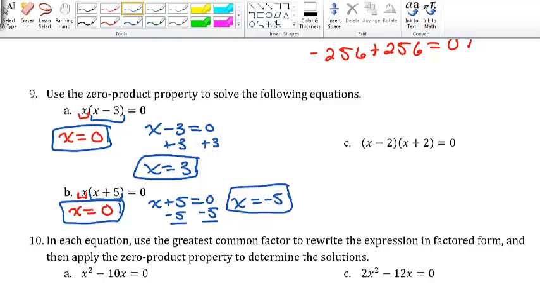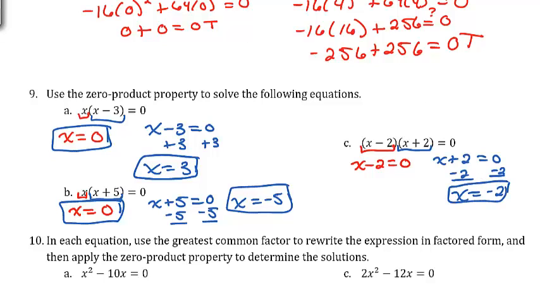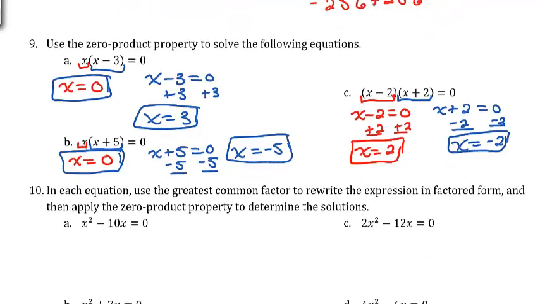Do the same thing on our next one. Here we have the quantity x minus 2 times the quantity x plus 2. So first we're going to take x minus 2 and set that equal to 0. Next we're going to take this x plus 2 and set that one equal to 0. We're going to subtract 2 from both sides of the second one, and that gives me x equals negative 2. And then for the first equation, we're going to add 2 to both sides, giving me x equals positive 2. So this time our two solutions were 2 and negative 2.